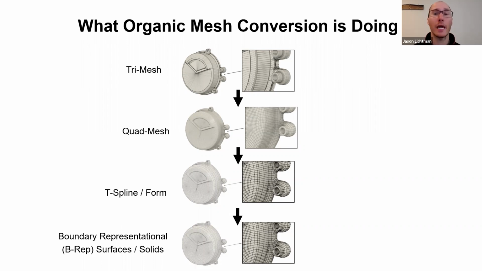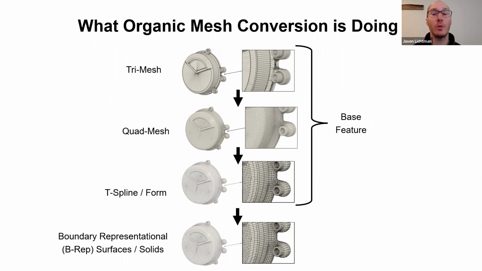Now, the organic mesh conversion actually has two options, what we call the parametric and the base feature. The parametric version is going to do all three of these conversions in the background all in one shot. It's either going to work successfully or it is going to fail, depending on a couple of factors. The base feature is going to do 2/3 of this conversion. It's going to do the tri-mesh to quad mesh conversion and the quad mesh to T-spline conversion.